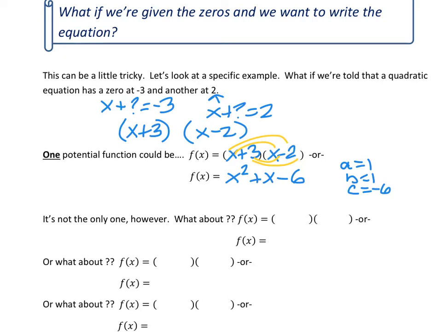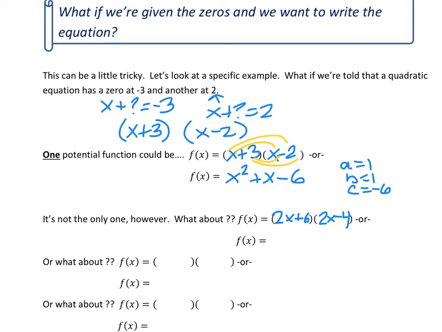However, that's not the only function. In fact, there's an infinite set of functions that we can write with the exact same zeros. So for example, I could multiply my factor x plus 3 by 2 and make that 2x plus 6. And maybe I'll do the same thing with the x minus 2 and get 2x minus 4. And this function would absolutely have the same exact zeros. It would have a 0 at -3 and a 0 at +2.